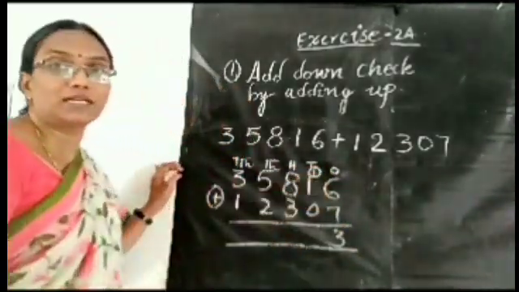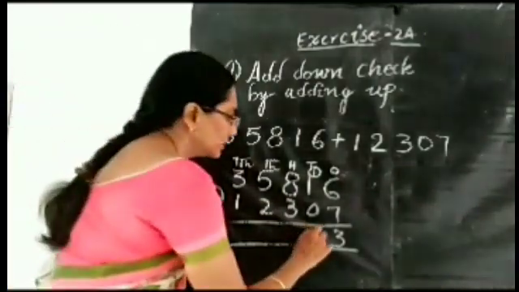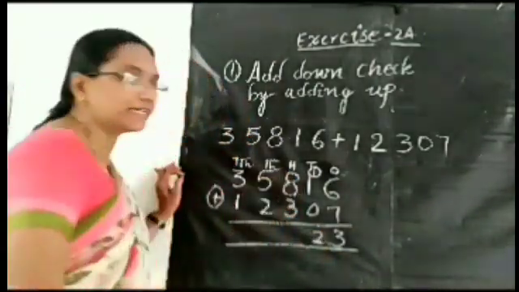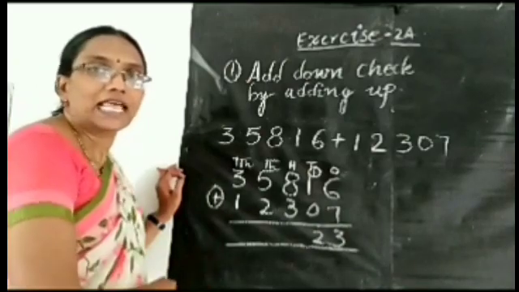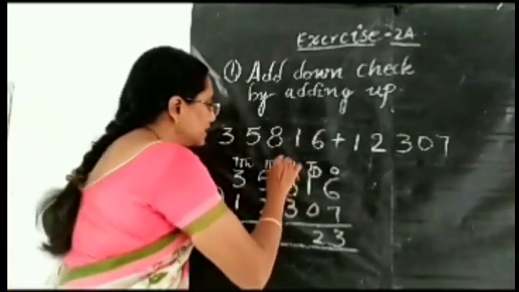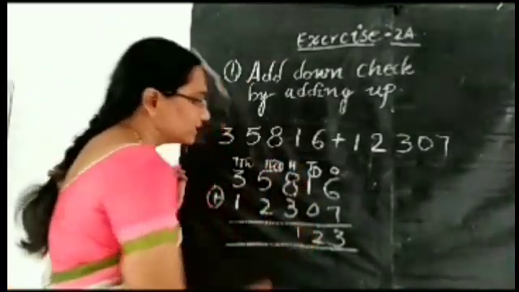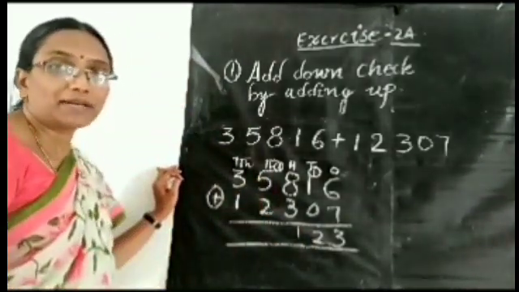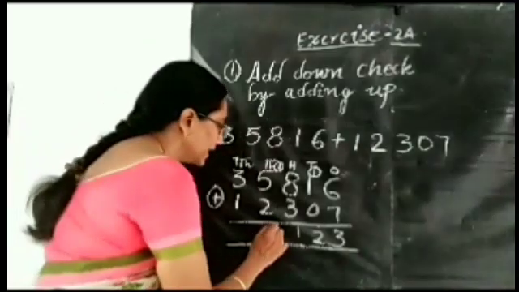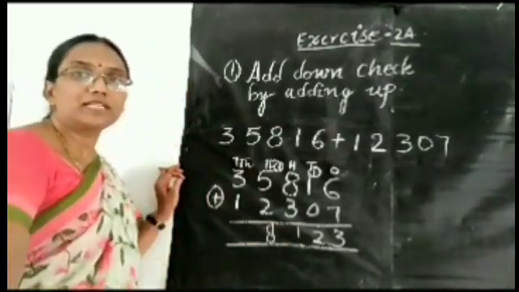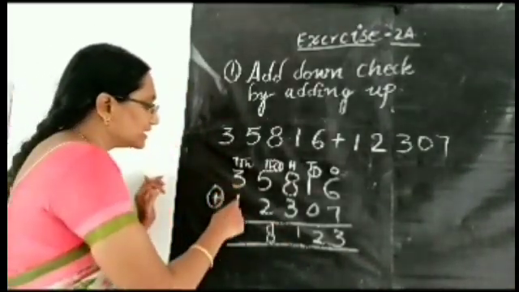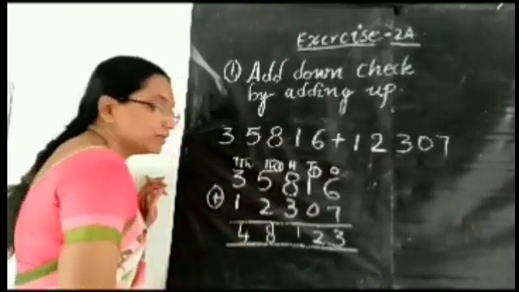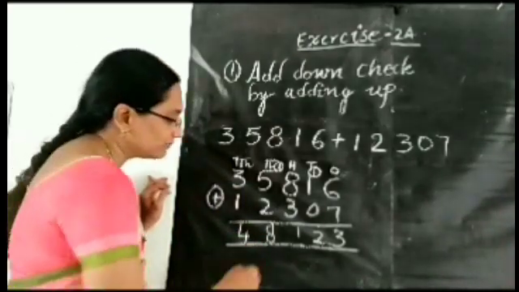Here 1 plus 1, 2. 2 plus 0 is 2. Now come to hundreds place. 8 plus 3 is 11. 1 write in next place and 1 write in same place. Come to thousands place. 1 plus 5 is 6. 6 plus 2 is 8. Now come to 10,000s place. Here 3 plus 1 is 4. What is your sum, children?